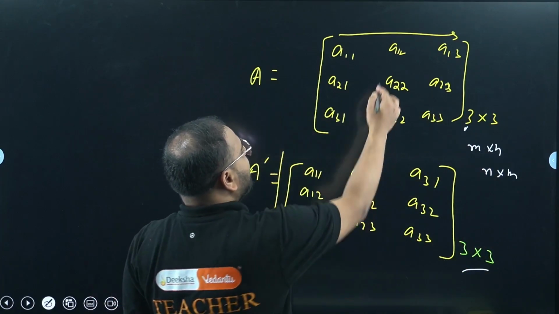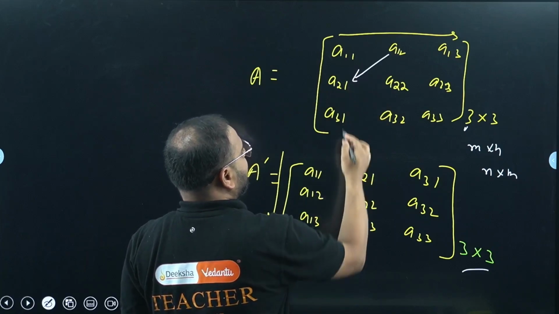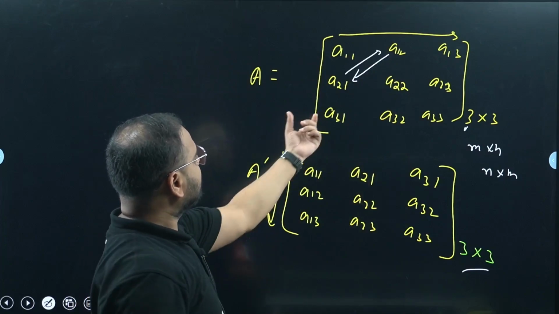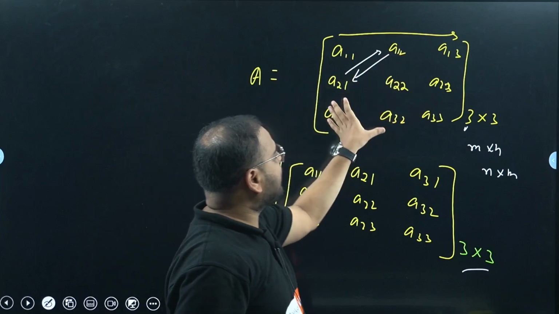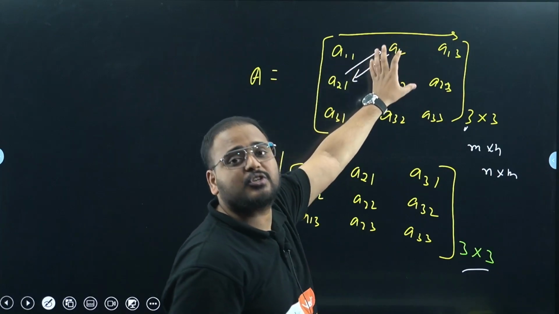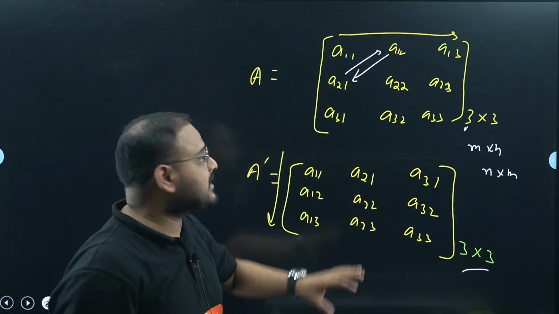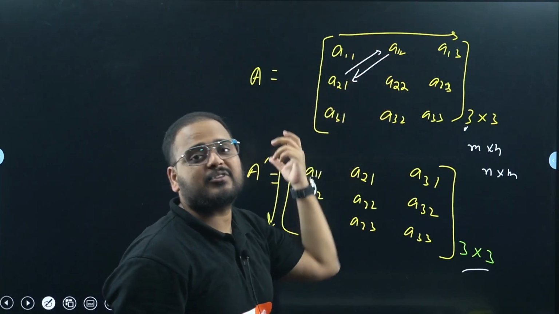If you see here, A12 was here, it came here, and A21 went over there. So just interchange the places of upper and lower triangulars of the matrix. If you remember, upper triangular matrix, lower triangular matrix. So we interchange those positions of the elements. Okay. So A12 to A21. I'm not saying this is upper triangular matrix. I'm saying the elements of upper triangular matrix are interchanged with the elements of lower triangular matrix.